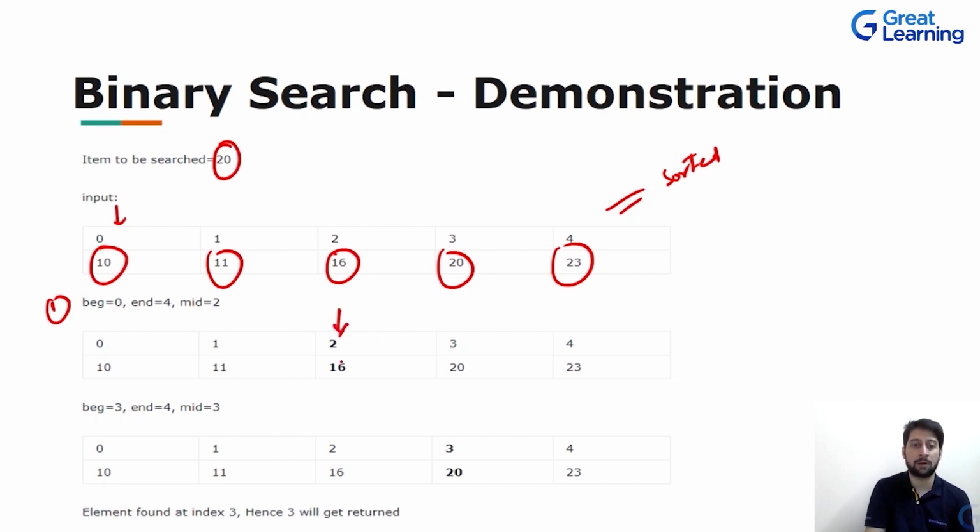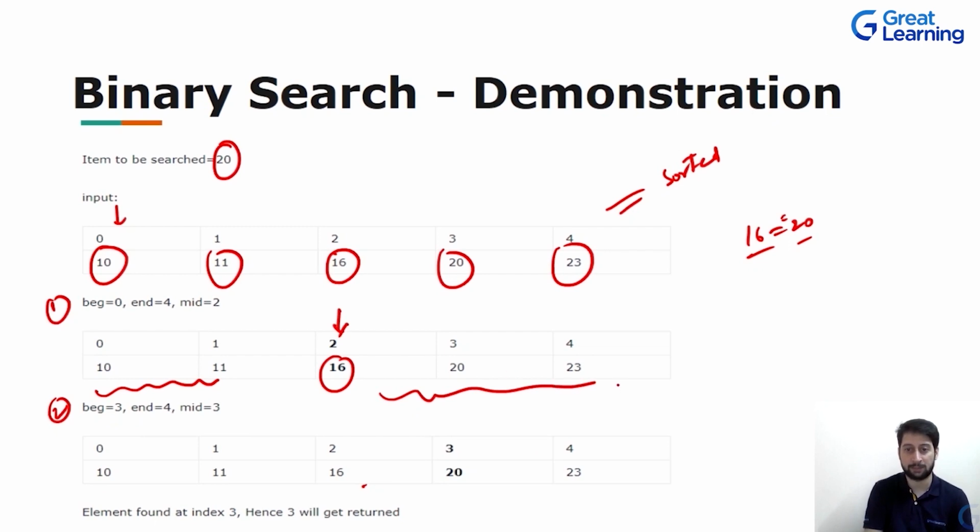Now what we will be looking for is: is 16 equal to 20? No, it is not, but 16 is less than 20, so we will skip this part. In the next iteration, we'll be focusing on these three elements, that is, on this part. So in the second iteration, our beginning is updated. Now our new beginning is this point, and our end will remain at its own position.